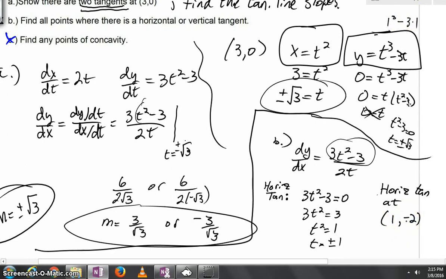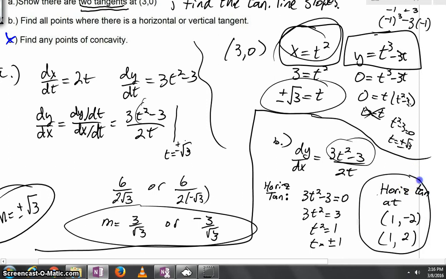And also, if you plugged in negative 1, your x value of t squared, negative 1 squared, is still a 1. But here things get a little bit different. Plugging in negative 1, you'd get negative 1 to the third, minus 3 times negative 1. You'd really have negative 1 plus a 3. That would be a 2. So you've got horizontal tangents at these two locations.